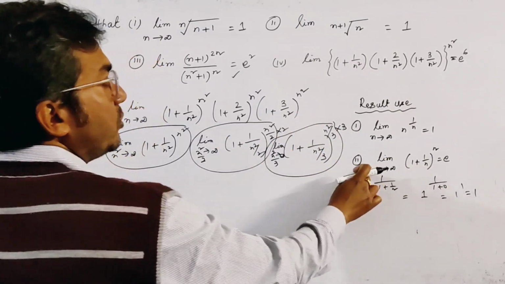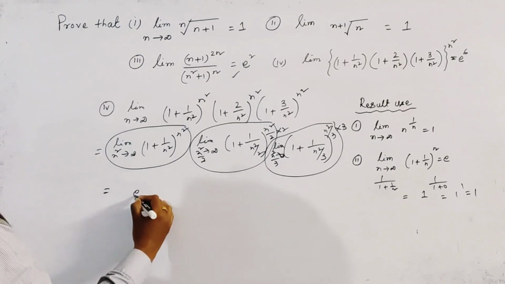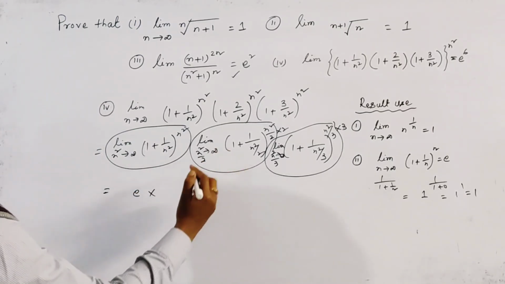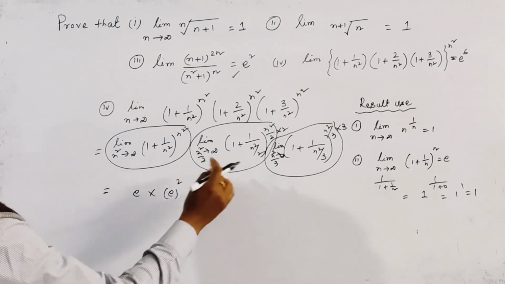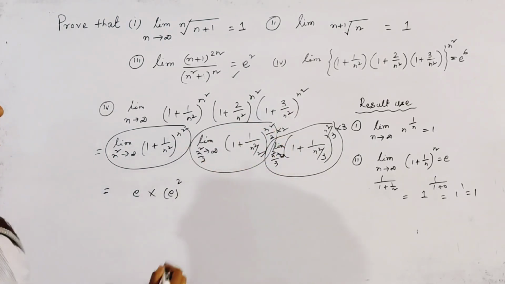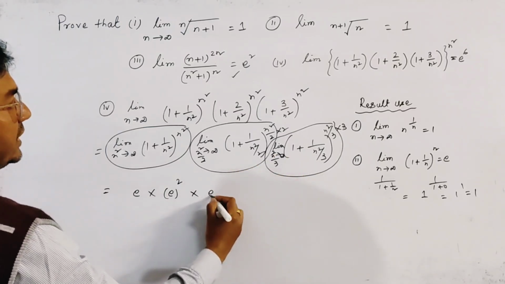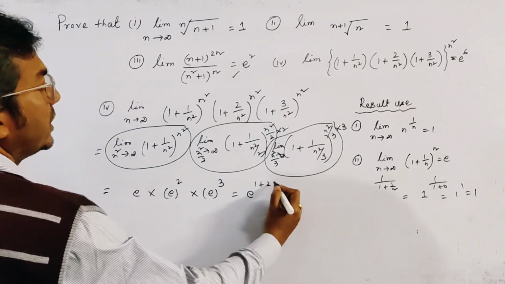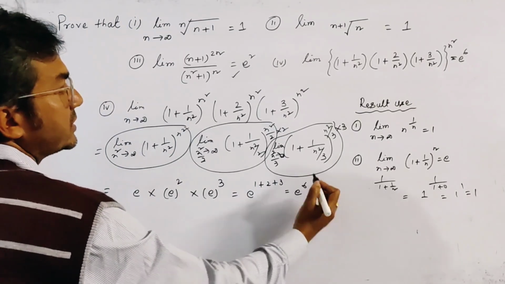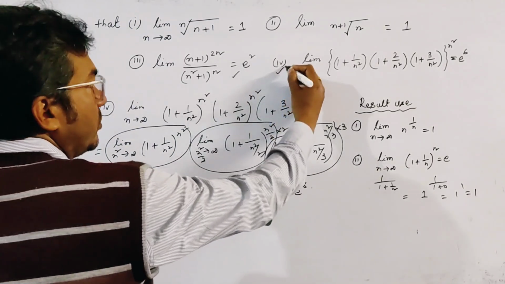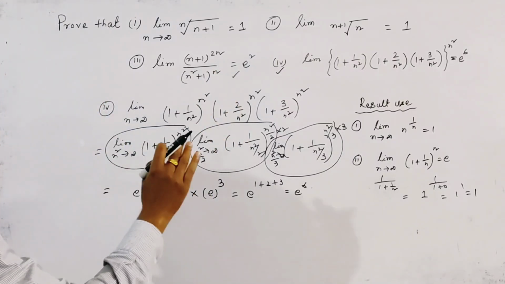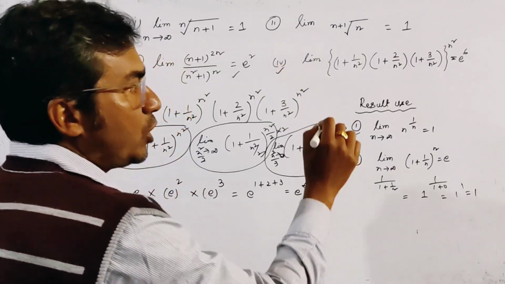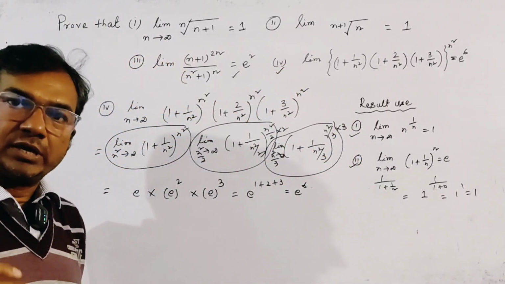We use the second formula and get the result: the first is e, the second is e whole to the power 2, because 2 is present, and the third limit is e to the power 3. So we get e to the power 1 plus 2 plus 3, this is e to the power 6, and this is the fourth problem. Very easily we solve this fourth problem using these two important results of limits. Okay, thank you for watching.